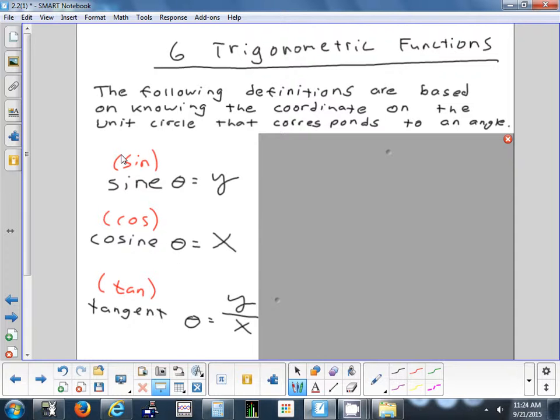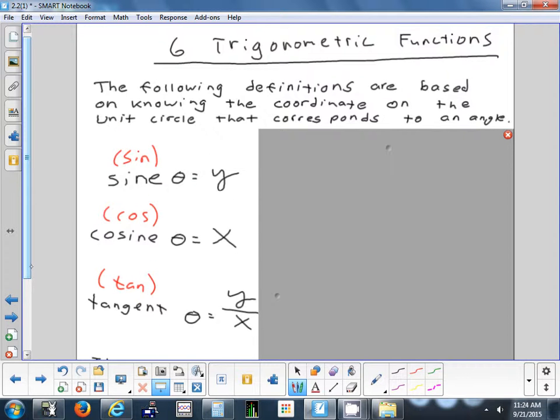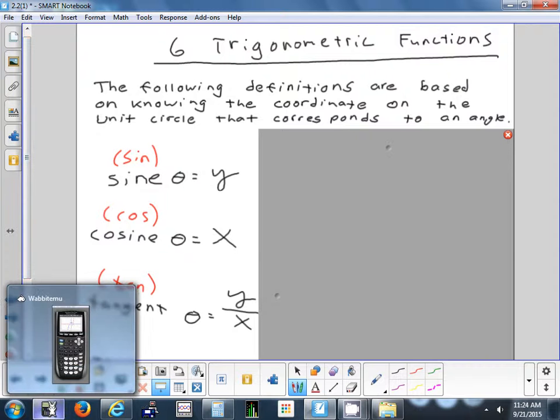Okay? And this symbol here, theta, that's what you're plugging into the sine function. All right, so it's kind of like if I said, take the square root. I can't just say take the square root and you give me an answer. I got to tell you what number I want you to plug into the square root function. Okay, same idea with sine.